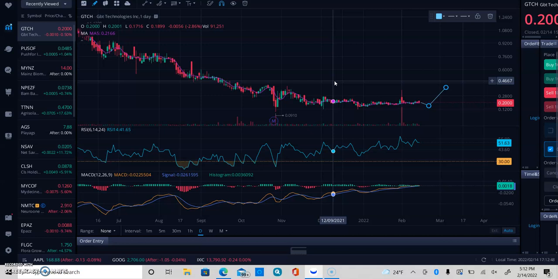But you will have to be patient. You will have to hold through the dips, hold through the ups and downs and the chaotic movement that it could potentially have when you're dealing with a stock with a price that is this low.